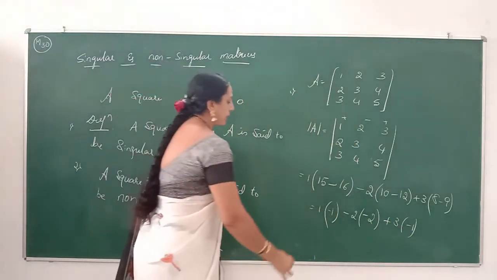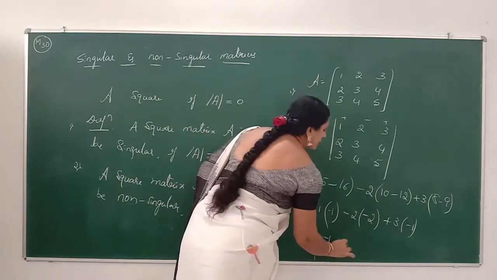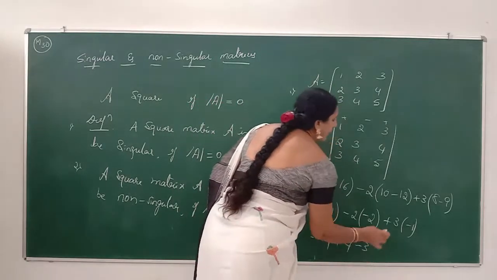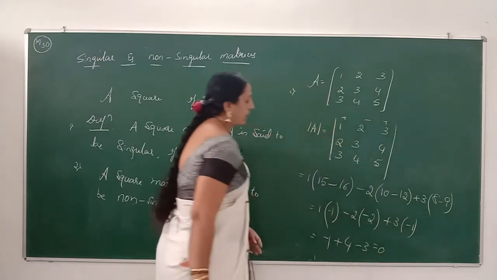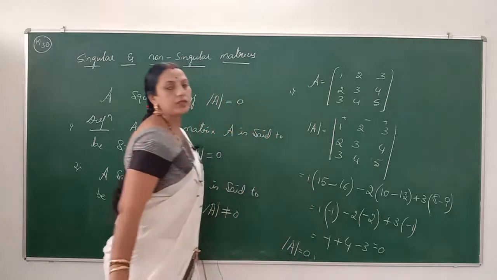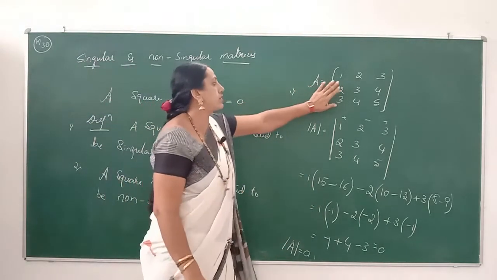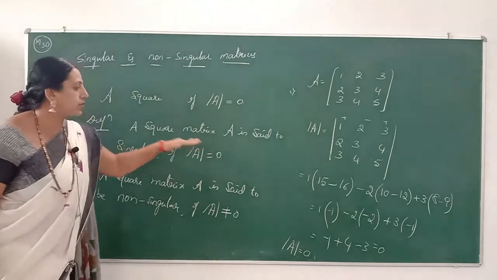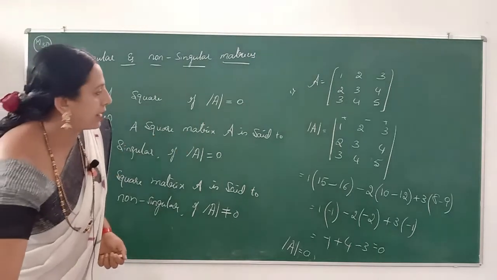So then we multiply: 1 into minus 1 is minus 1, minus into minus is plus, 2 into 2 is 4, plus 3 into minus 1 is minus 3. After that addition, it is nothing but 0. Therefore, determinant of A is equal to 0. Such a matrix is called a singular matrix. Determinant of A is equal to 0, such a square matrix is said to be a singular matrix.